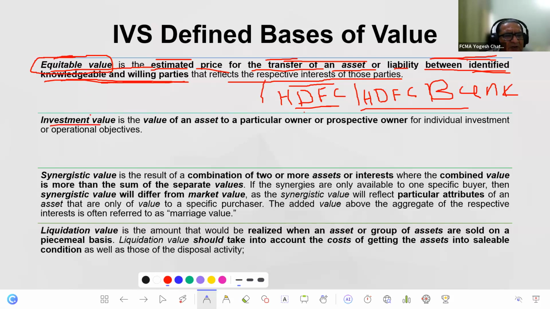Investment value, that is very important. That is actually to a particular owner or a prospective owner. In other words, the investment value is owner specific, either particular owner specific, or particular prospective owner specific.